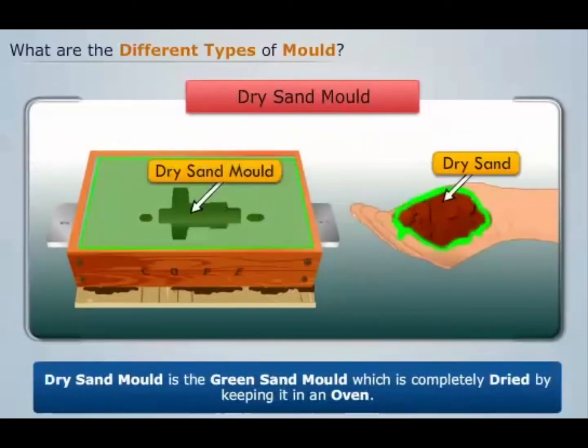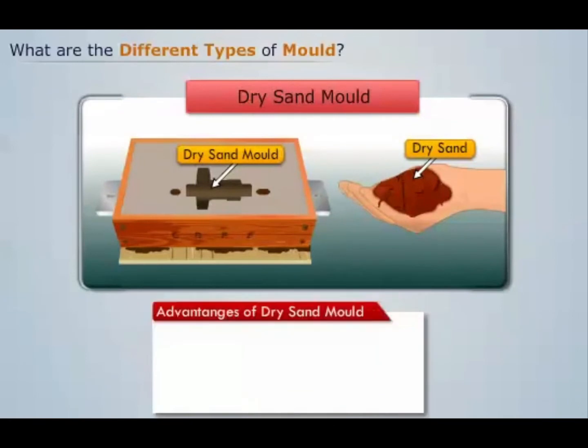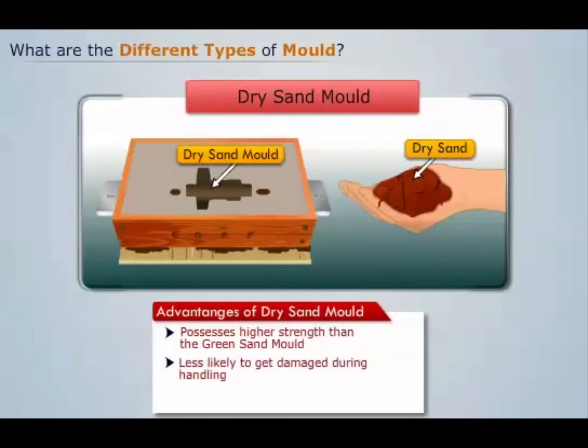Dry sand mold is a form of green sand mold which is completely dried by keeping it in an oven. Its main advantages are that it possesses higher strength than the green sand mold. It is less likely to get damaged during handling, and one can achieve better surface finish and higher dimensional accuracy from this mold.